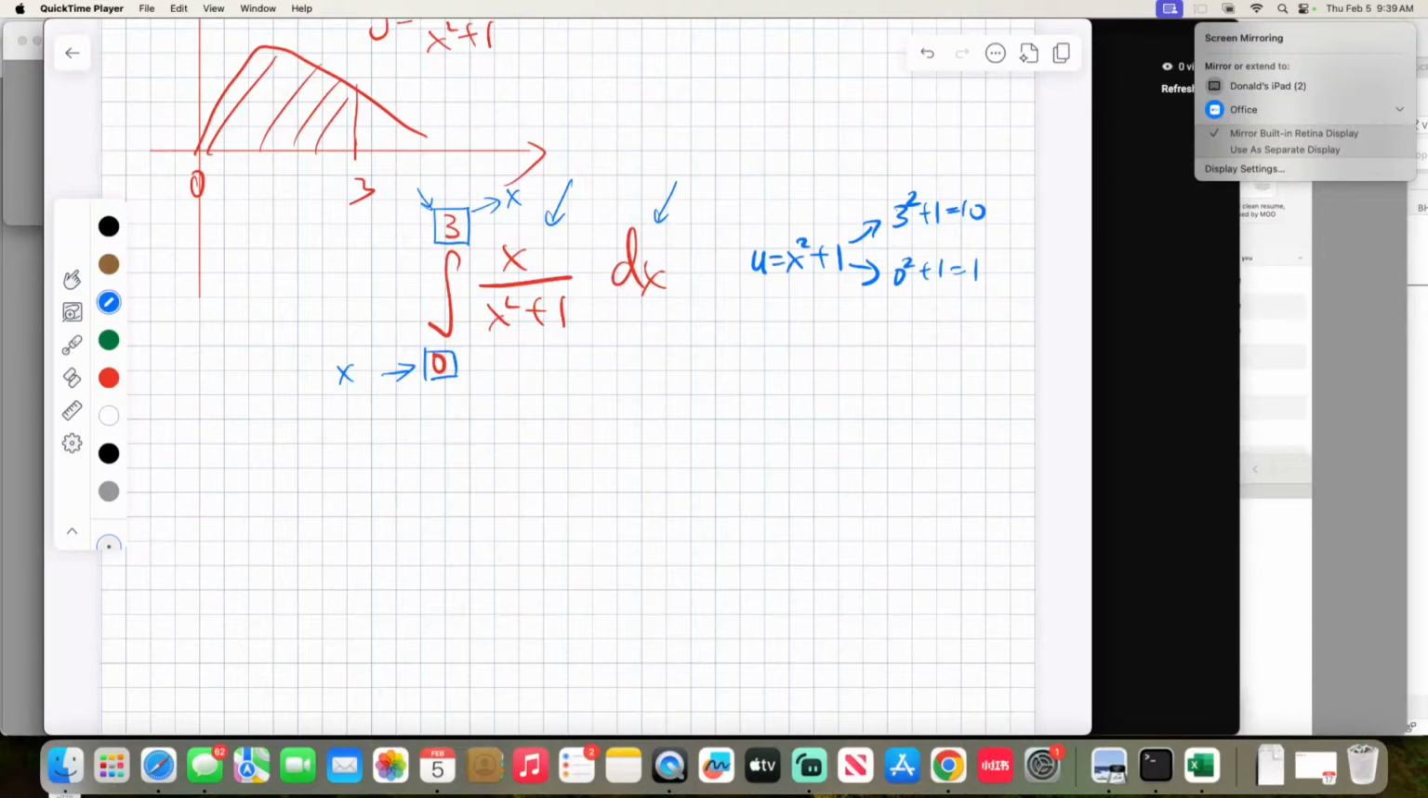Yesterday we talked about the absolute value theorem. Let me rewind again. Absolute value theorem. Okay, absolute value theorem.